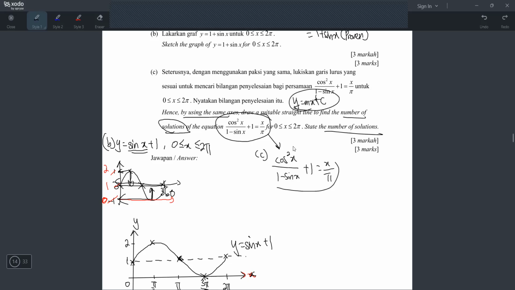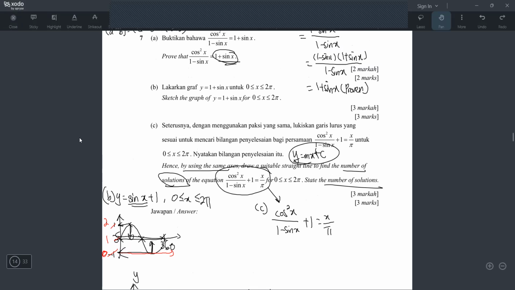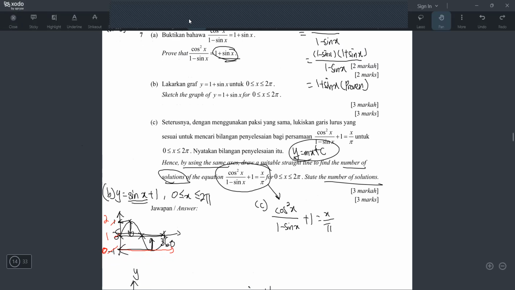But the equation they give me is very weird. It doesn't even have y, right? So I have to make sure, no matter what, I change this so that it has y lah, right? Means I make it so that the equation has y. But how can I do that? Okay, we will refer to my A and B questions. Do you remember A says cos square over 1 minus sine x is equal to 1 plus sine x? It means cos square over 1 minus sine x, this whole thing can change to 1 plus sine x, right? And then plus 1 equals x over pi, but it still has no y. I want my equation to have y, but still no y.